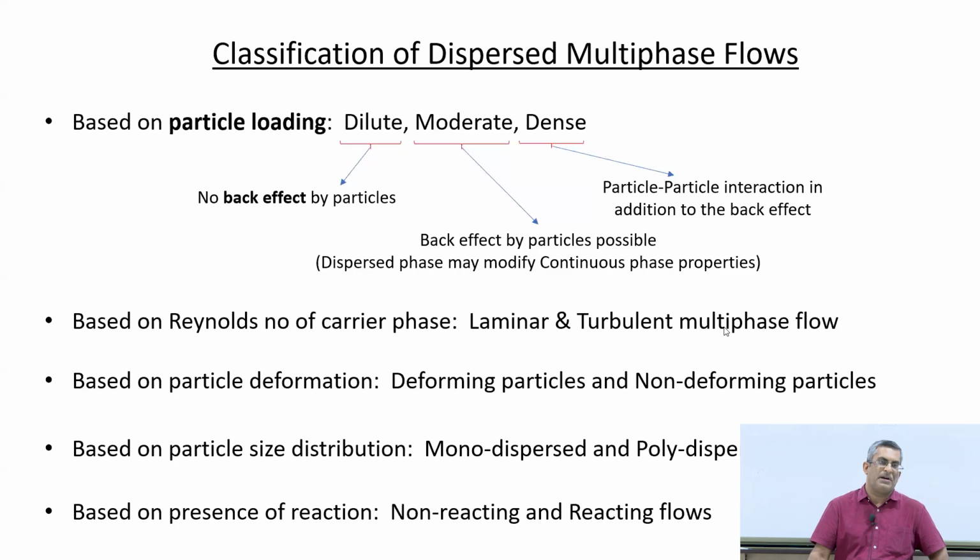This depends on the carrier phase, if it is laminar or turbulent. We can have situations where we have deforming particles and where we don't have particles which undergo deformation. For example, dust particles in air don't undergo deformation, while droplets in air may be deformed due to the aerodynamic forces.